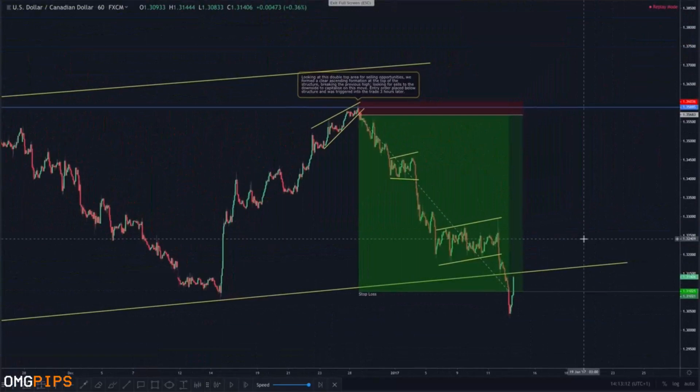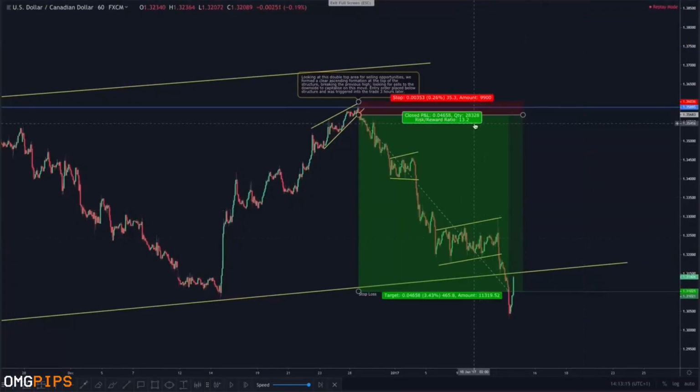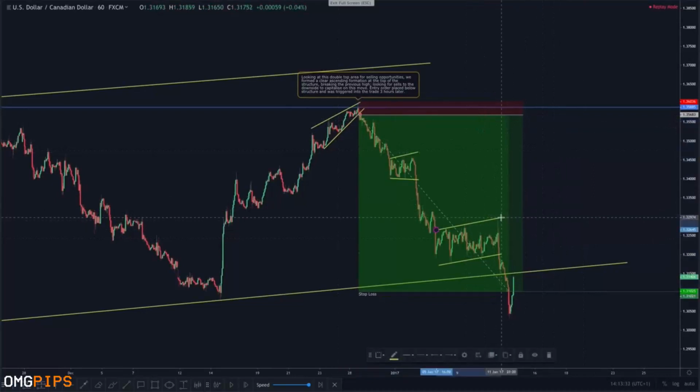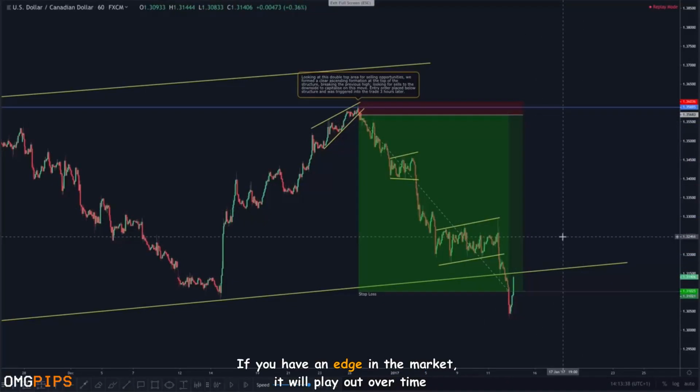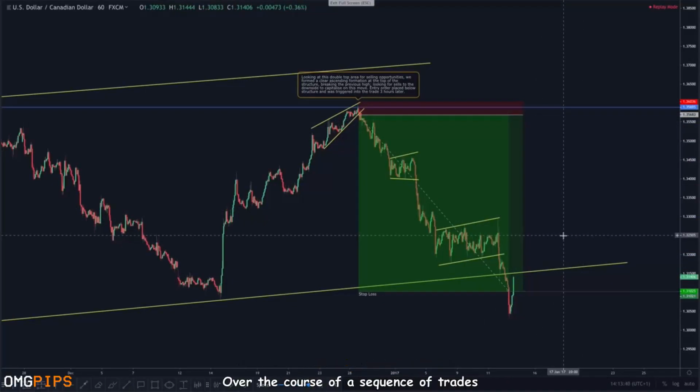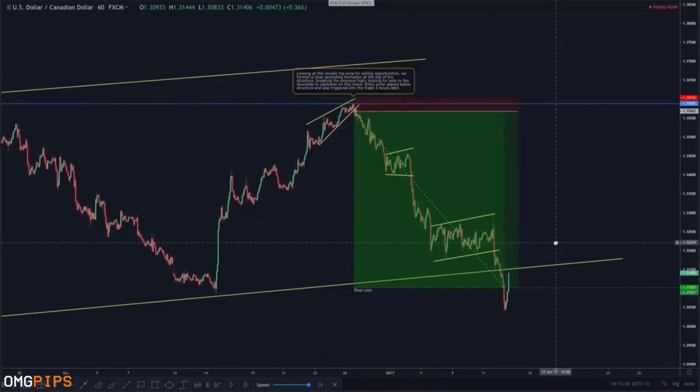So you're now joining me back. I've just been taken out of the trade for 13.2% profit, which is very nice. Don't get caught up in the fact that every trade is going to be a win. It's definitely not. But if you have an edge in the market, it will play out over time, over the course of a sequence of trades. So that's super important to understand.